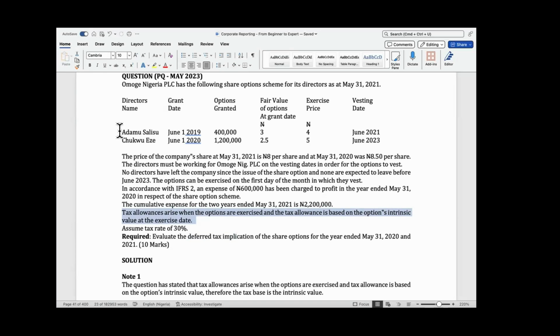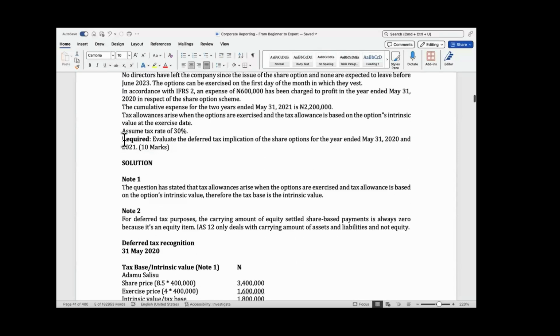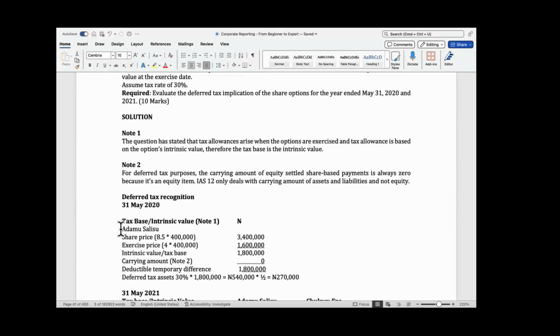At the end of the first year, which is May 2020, it was only Adamu that was there. Shuku was not there yet. I just need to get the tax base because I know the carrying amount is 0. How do I get the tax base? They didn't give me the tax base directly like they did in the previous question. My intrinsic value, as I taught you in the last class, is the share price minus the exercise price.